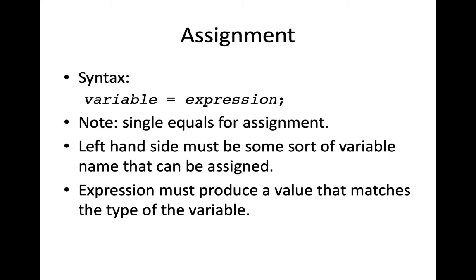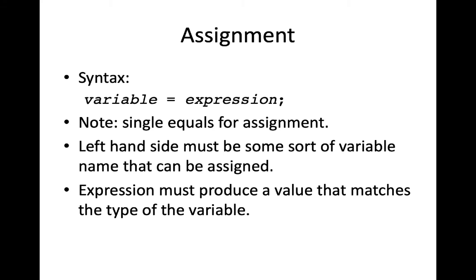So the first time I use a variable, when I declare it, I have to have the type of the variable, then the variable name equals, and then its initial value. Later, after I've already declared it, if I need to update or change the value of a variable, I can just say variable name equals, and then some sort of expression, right? So that expression on the right-hand side has to produce a value that matches the type of the variable.